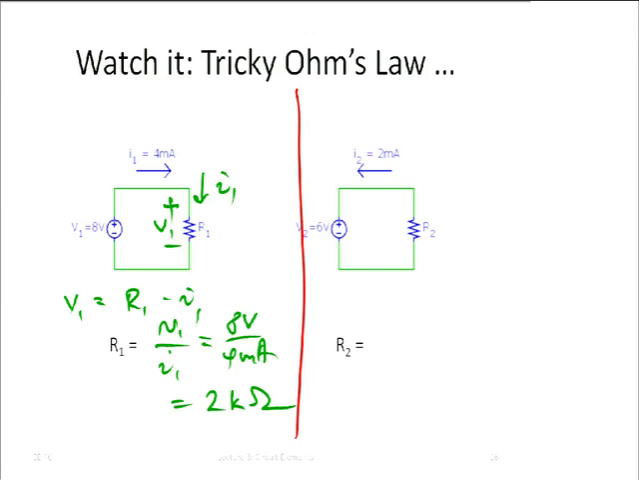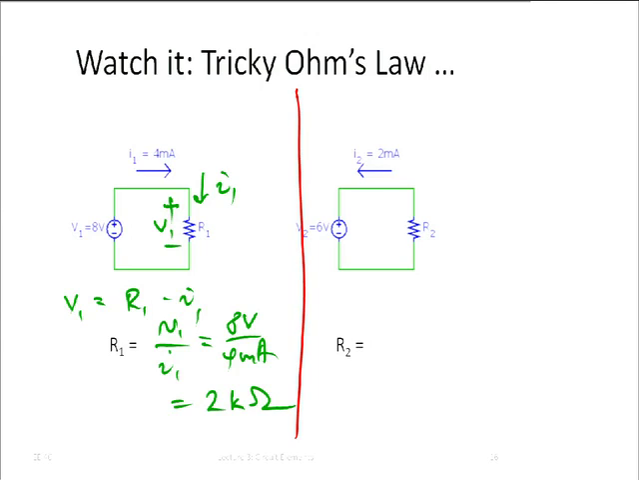It's going to be negative 3 k ohms, but it seems weird because the 6 volt potential difference should be flowing the other direction. Okay, something is bizarre here. All right, but you got the right answer. So let's figure out how we do this.